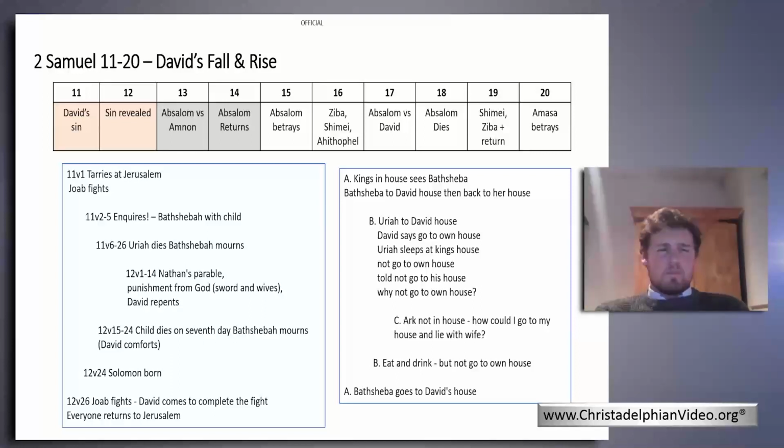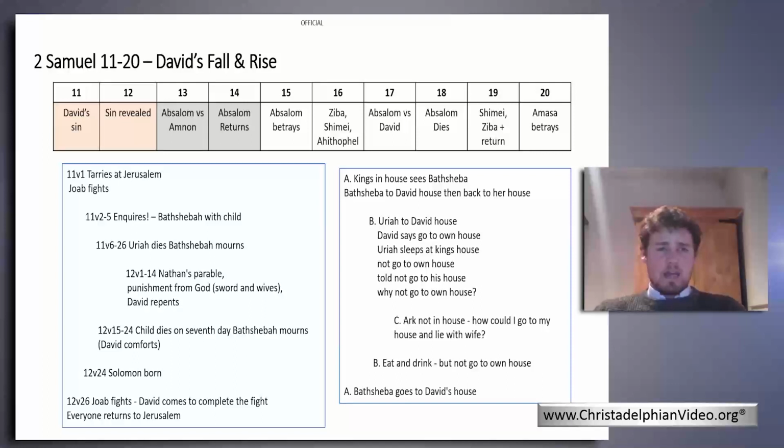And we can see that the passage begins with David tarrying at Jerusalem. And as we've just said in the previous section, it's almost as if David is beginning to lack a little bit of the initiative, and maybe that's a little bit harsh, but it's Joab that leads the battle in chapter 10, whereas David stays behind. And that happens again in verse 1 of chapter 11, where David stays behind and Joab goes off to fight.